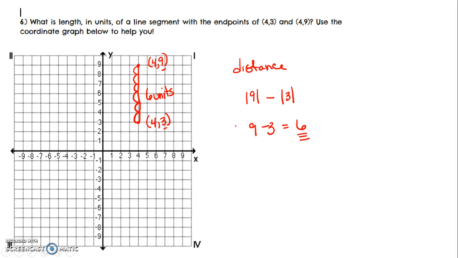So I hope that helped. I personally like to plot them, figure out the distance on a grid, but if you don't have a grid, of course, you could always use your absolute value. And in the first quadrant, you could just take 9 minus 3, which is 6 units long. Hopefully that helps.